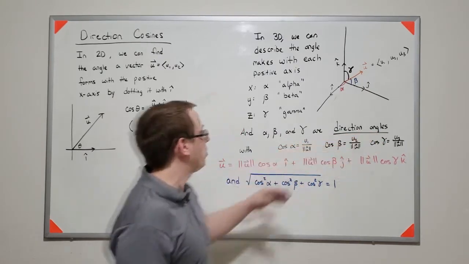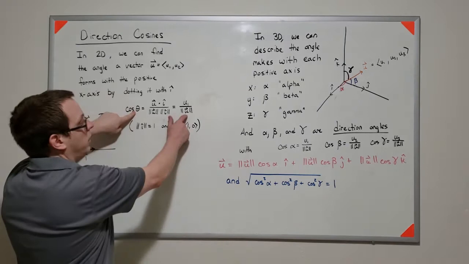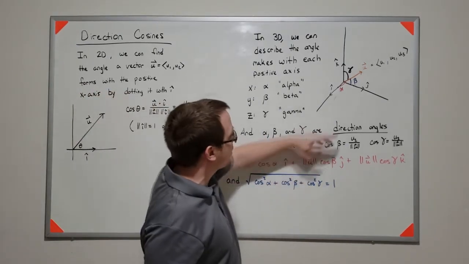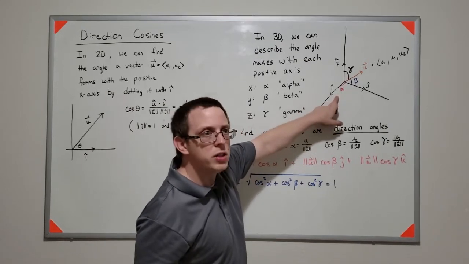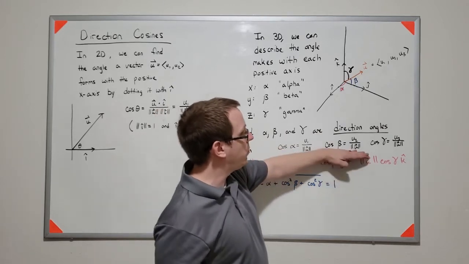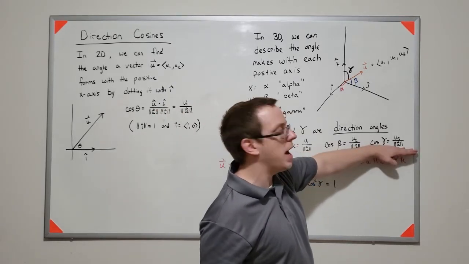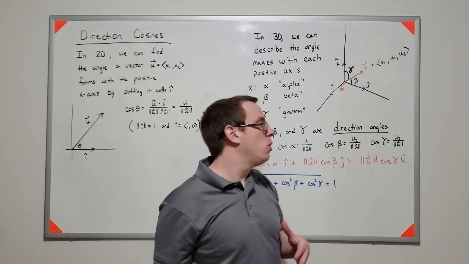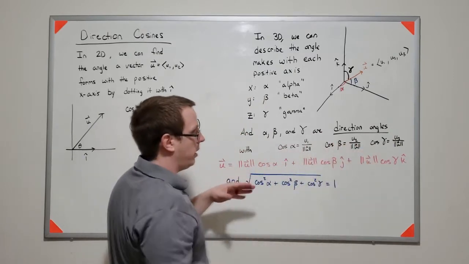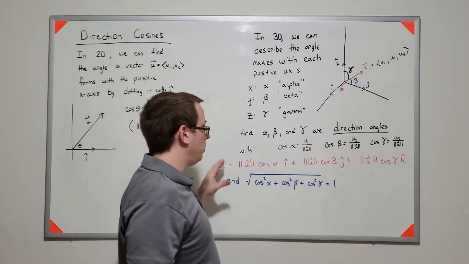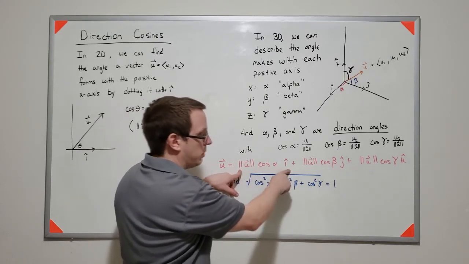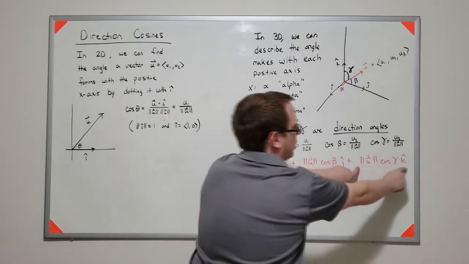And they have a similar relationship. Notice that cosine of theta in 2D was u1 over the magnitude of u. Well, it's the same idea. For the positive x-axis, we still have that relationship. But now for the positive y-axis, we have this relationship, and for the positive z-axis, we have this relationship. So if we moved all that back together and thought about the way that u is constructed, what you get is that u is equal to this times i plus this times j plus this times k.